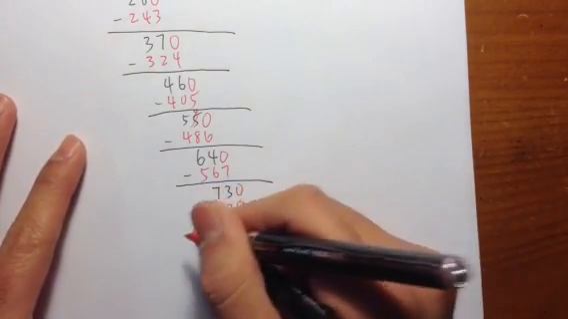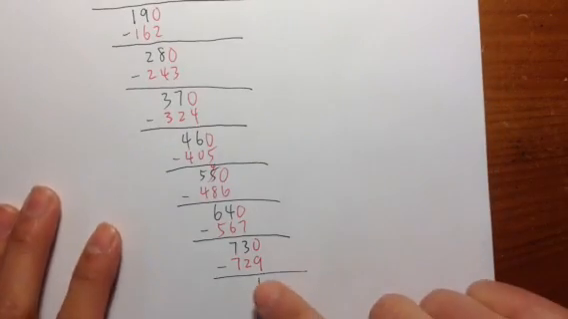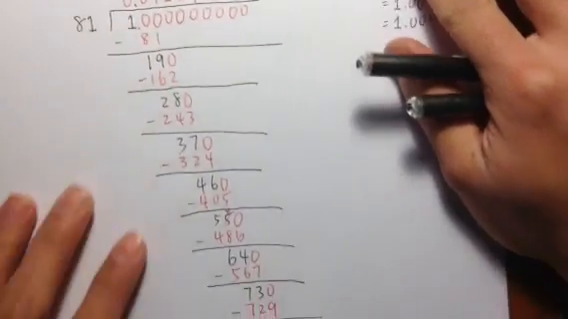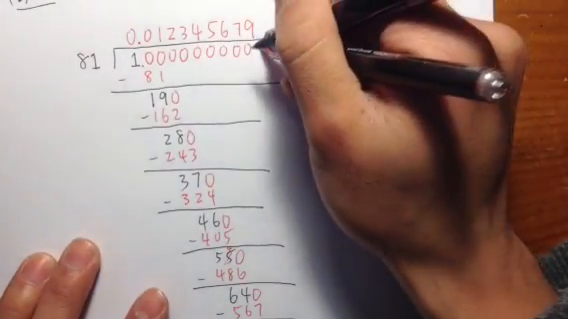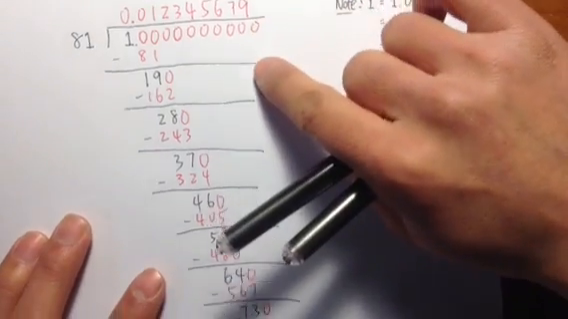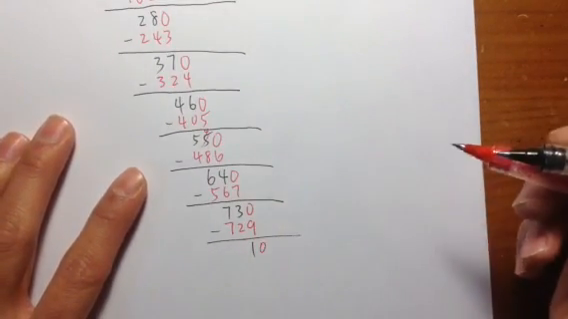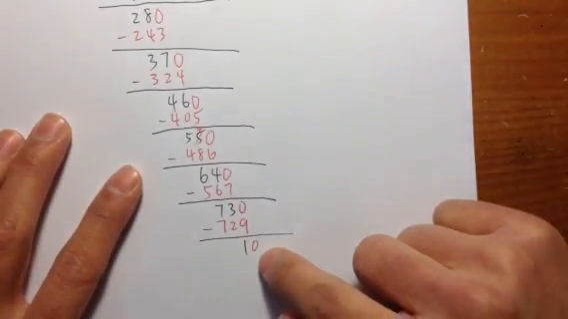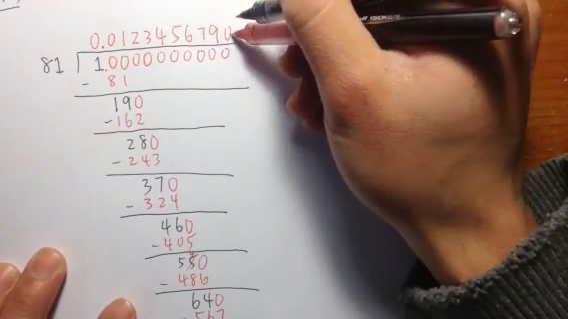730 minus 729 is equal to 1. Isn't this what we started off with earlier? I have a 1, and originally I started off with a 1. I want to do a little bit more, so I need to put a 0 right here, and then drag this 0 all the way down here. 0. But 81 goes into 10 0 times. So I need to put a 0 down right here first.